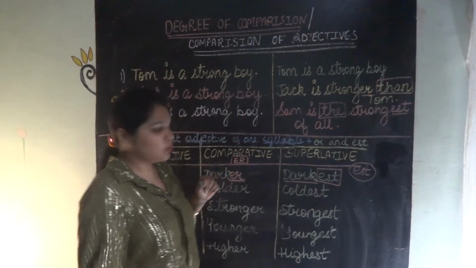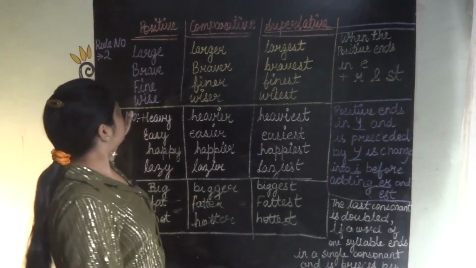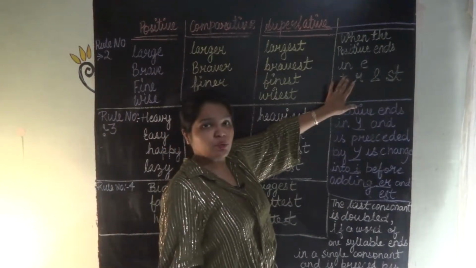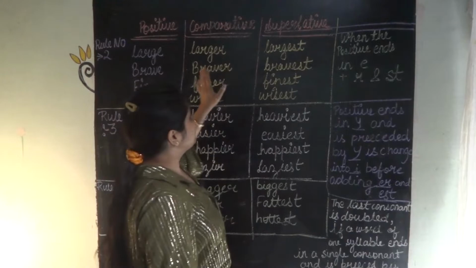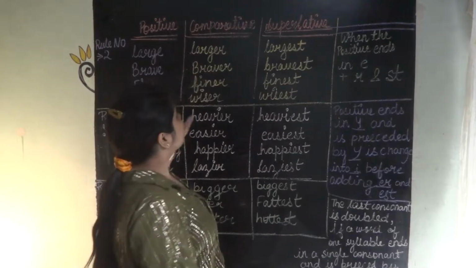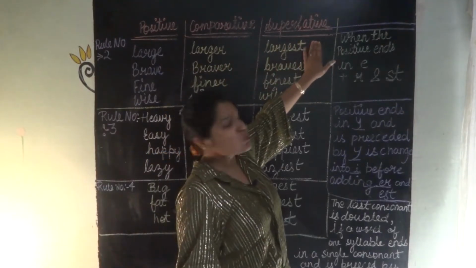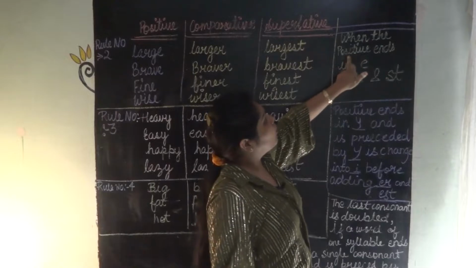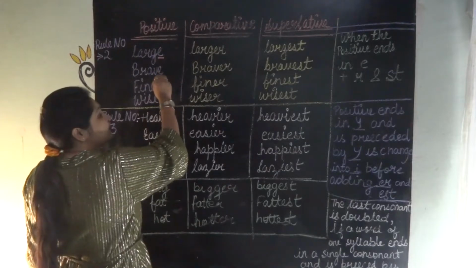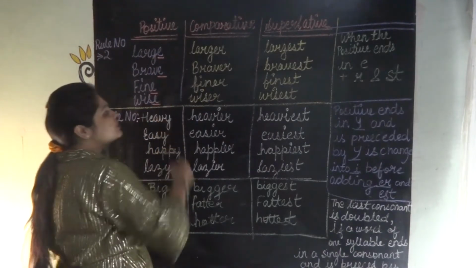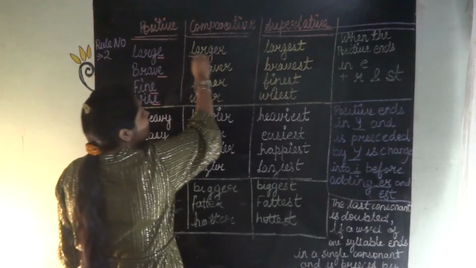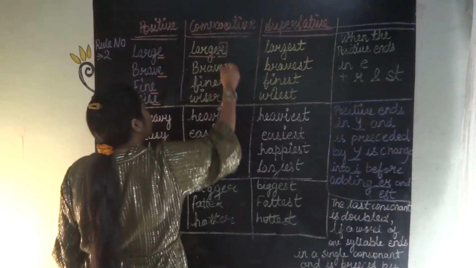Okay, now let's start with rule number 2. I have written the explanation for the rules over here, so you can go through these also. Here, these words are the positive degree, these are the comparative, and this one is the superlative. When the positive word ends with E, then what will we do? We will just add R and ST. The word will remain the same and we will just add R.